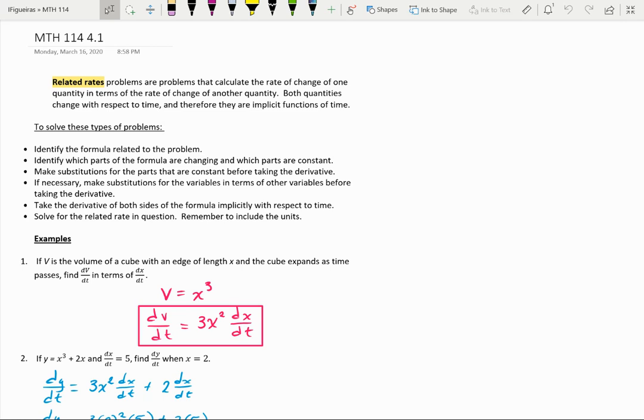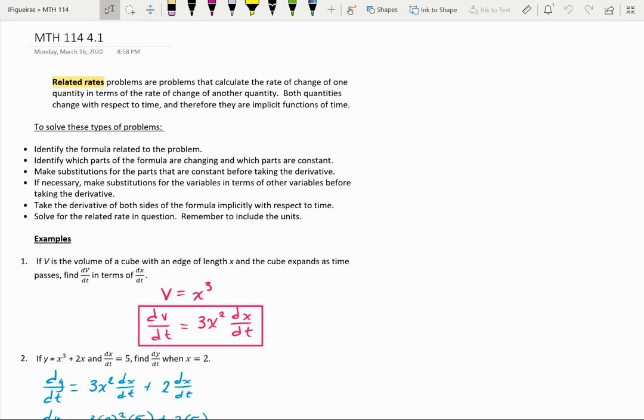Then you want to take the derivative of both sides of the formula implicitly, which means that you're going to be following your derivatives by the derivative with respect to time. So if you're taking the derivative of the area of a circle and both the area and the radius are changing, then when you take the derivative of area, that'll be dA/dt. But when you take the derivative of the radius, you're going to follow that derivative by dr/dt. So you'll see examples of this soon. And in the end, once you solve for the related rate that you're looking for, remember to include the appropriate units. So here are a few examples.